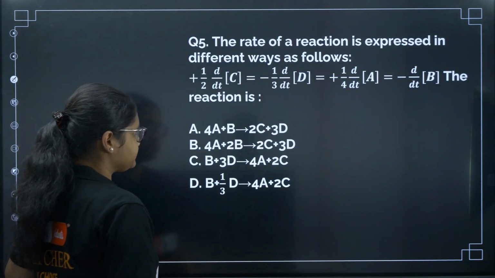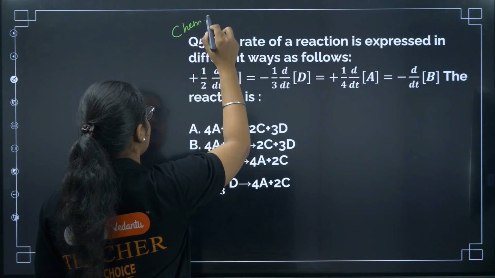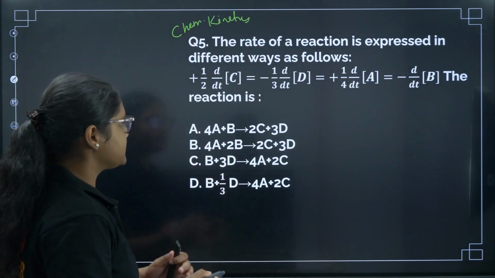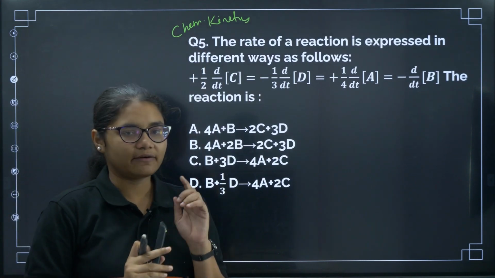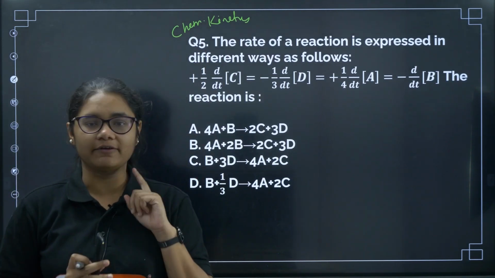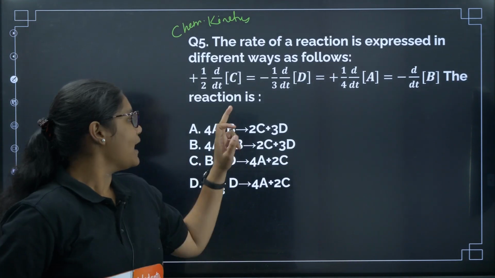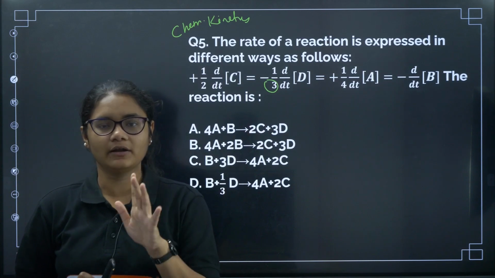Okay, next. The rate of the reaction, so this is from your chemical kinetics chapter, right? The rate of the reaction is expressed in different ways as follows. First of all, we have to understand that for reactants we have to use the negative symbol, and for products we should use the positive symbol. And the number which is written here will be the coefficient of the reactant or the product.